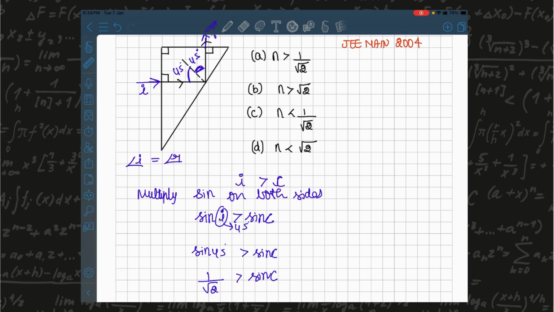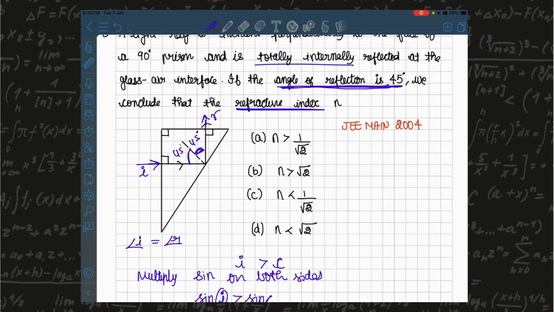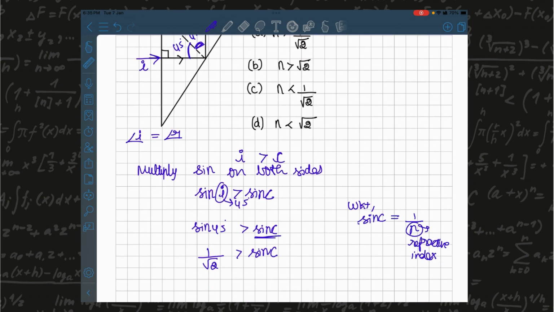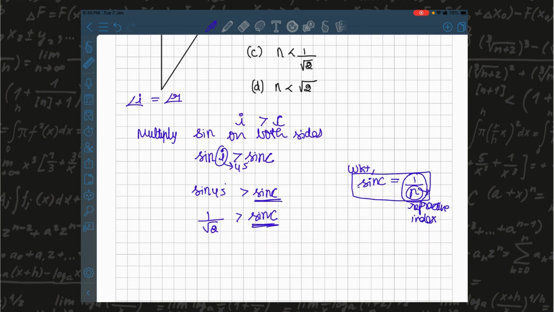Also, we know that sine C is equal to 1 by n, where n is the refractive index. Since they are asking for the refractive index, instead of sine C, I am writing 1 by n. We have this formula, remember this one, note this one as well. So instead of sine C, I am going to replace it by 1 by n. So 1 by root 2 greater than 1 by n.